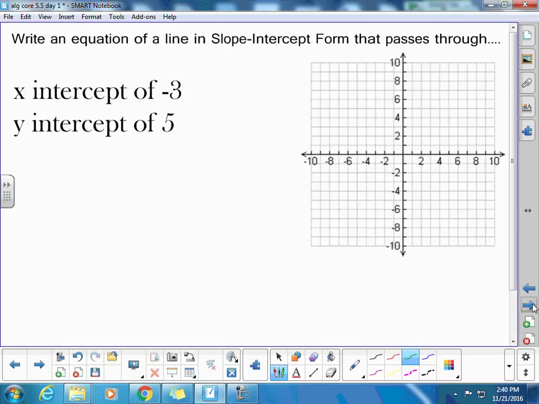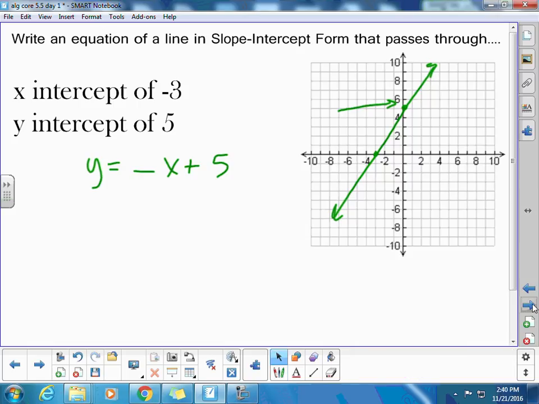Write an equation of a line in slope-intercept form that passes through. This is going to be a little harder, but not a whole lot. X-intercept of -3, so it hits the x at -3. Y-intercept of +5. So here's my line. If I look at this graph and write an equation from that, remember where I said y equals, I usually start with the plus b part. Plus b, where does it hit? Right there at 5. And then I need to know my slope.